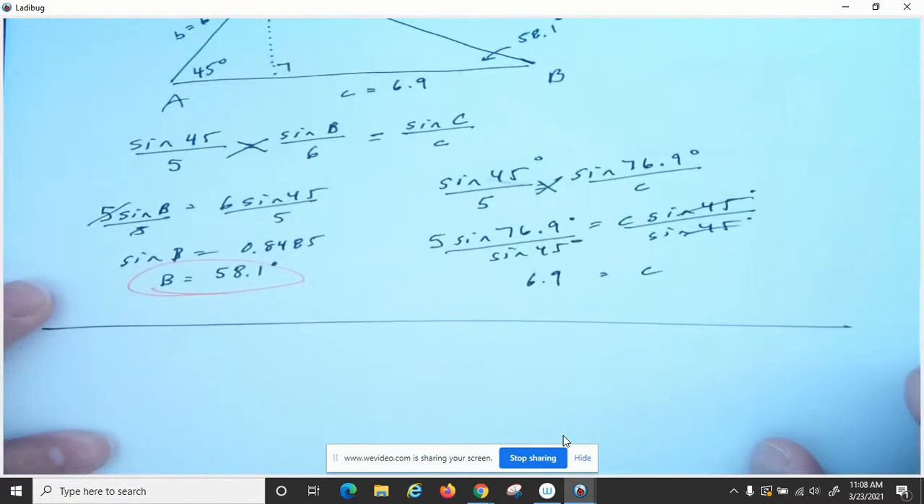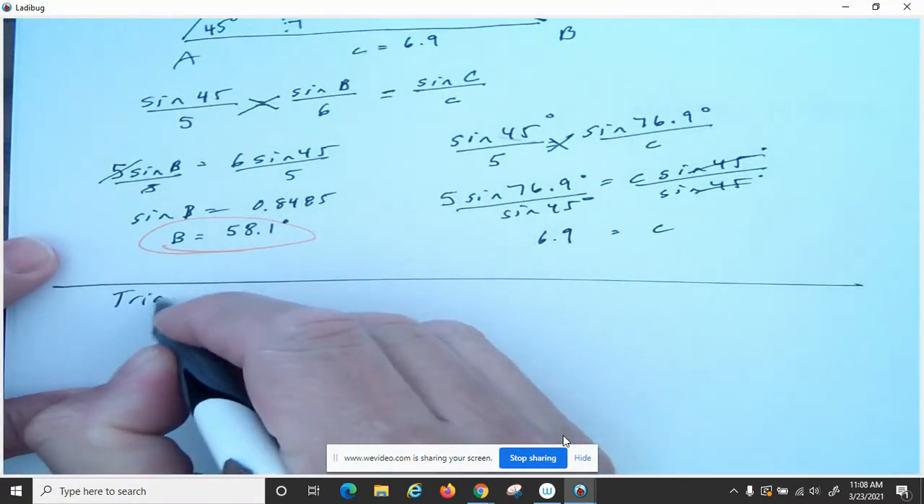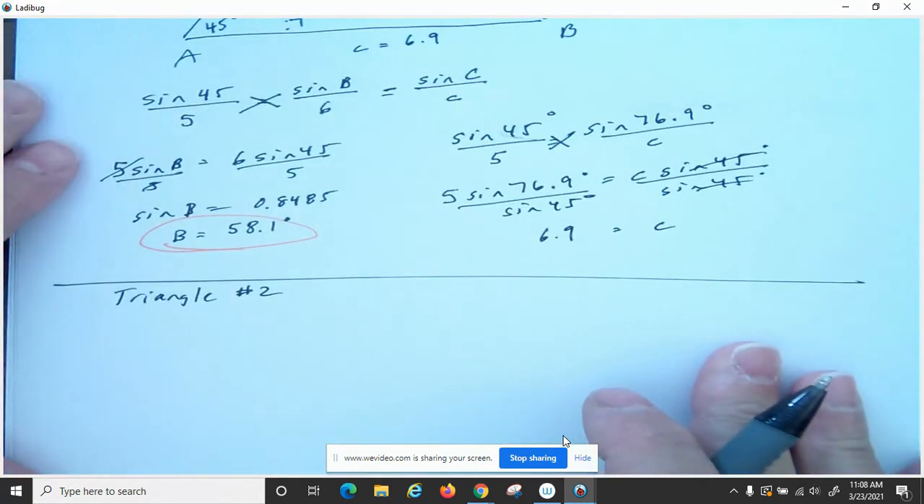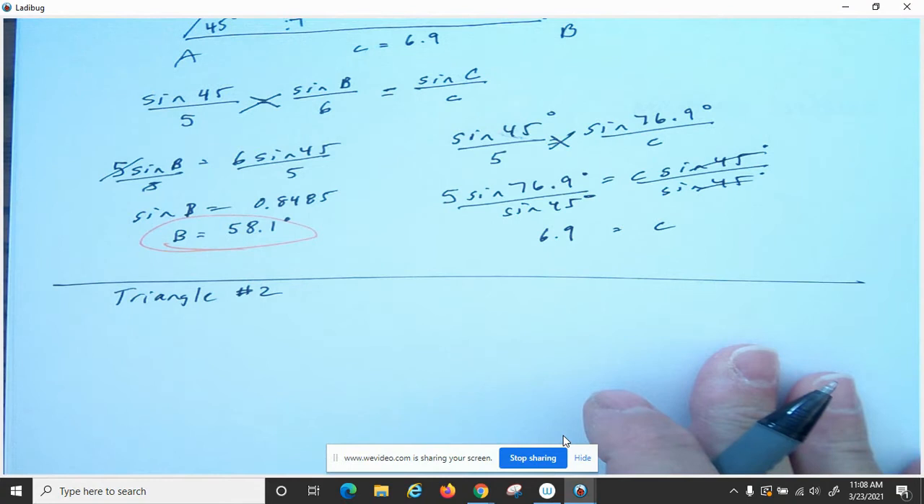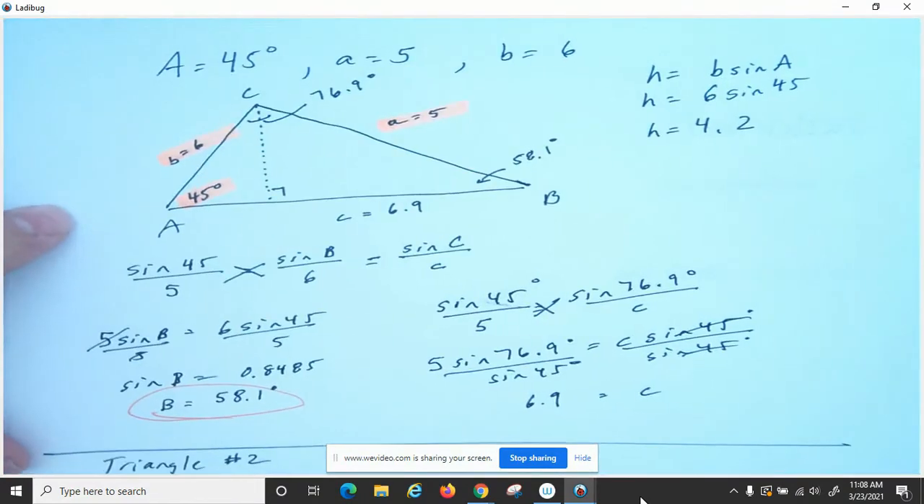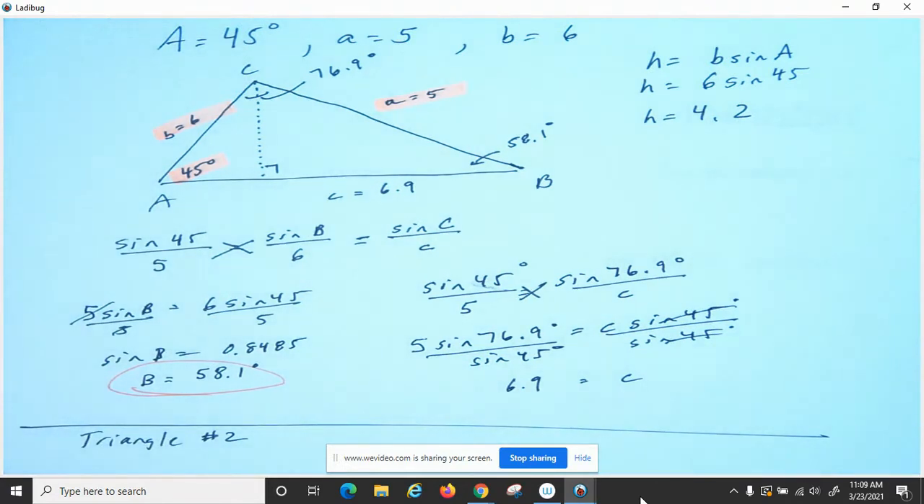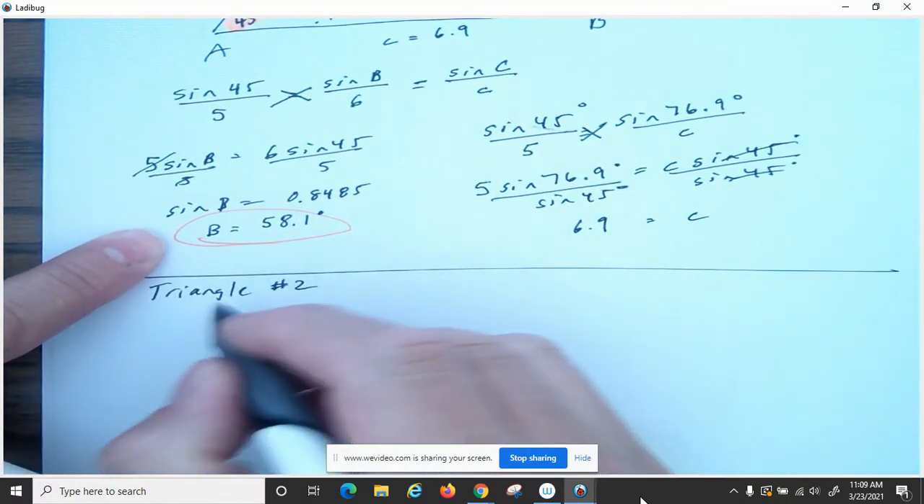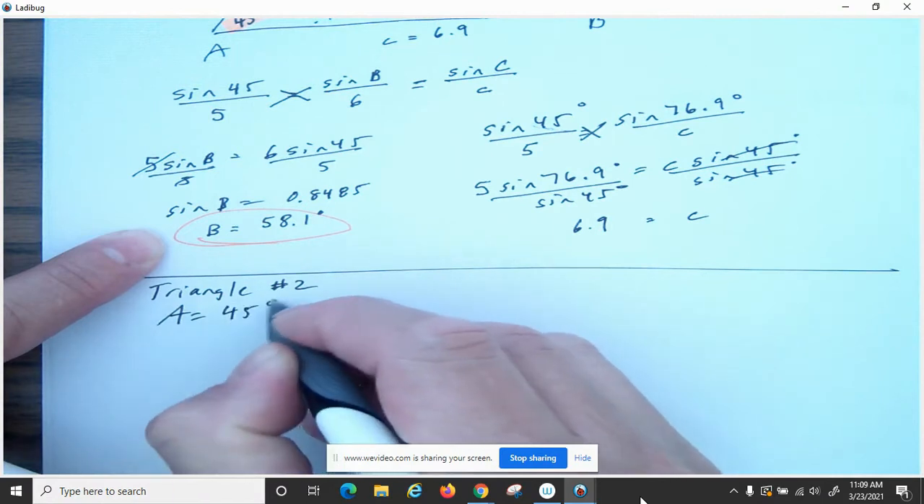Let's go and find triangle number 2. All right, so in triangle number 2, I know that these three values will stay the same. Okay, so let's get started with triangle number 2 now. I need to come back to this angle right here, angle B. I'm just going to carry this over into triangle number 2.